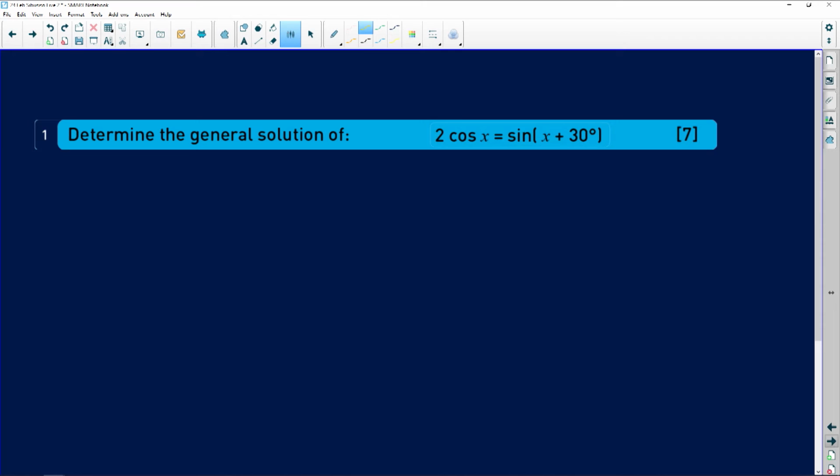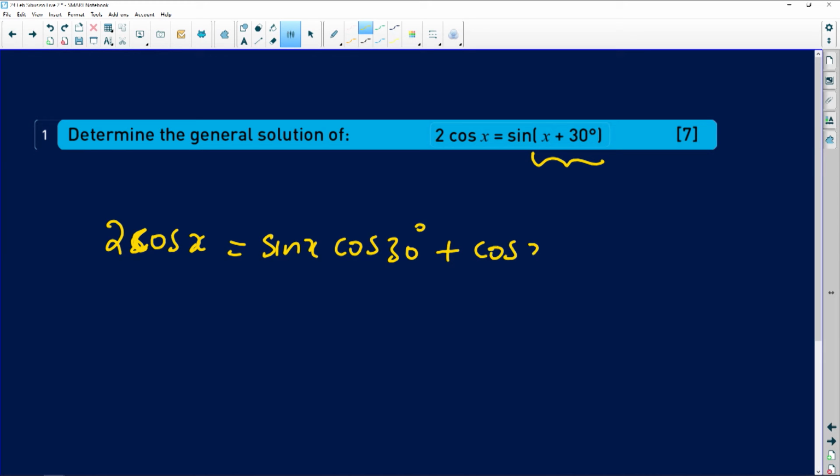We are told that we need to determine the general solution of 2 cos x equals the sine of x plus 30 degrees. Now, we've learned a lot about the expansion that you're looking at right there. We need to expand it and then see what is going to happen. So I'm left with 2 cos of x equals the sine of x plus 30, which can be expanded to the sine of x, the cosine of 30 degrees plus the cos of x and the sine of 30 degrees.